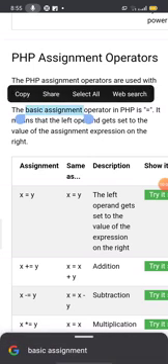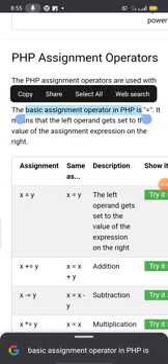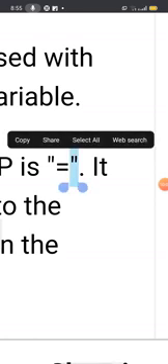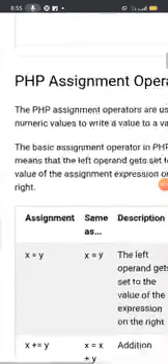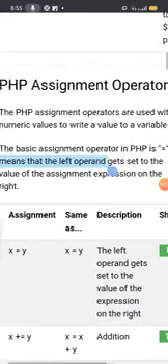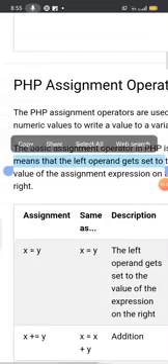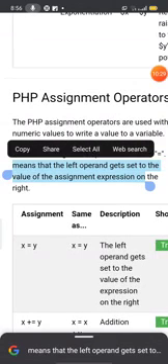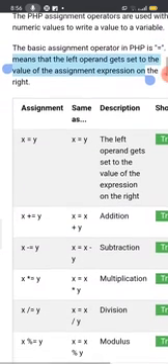The basic assignment operator in PHP is equals to, you can see over here the equals to sign has been given. Can you see, this is the basic assignment operator. It means that the left operand gets set to the value of the assignment expression on the right. Whatever your value will be, it is going to set to the assignment expression on the right side. Let us see one by one.